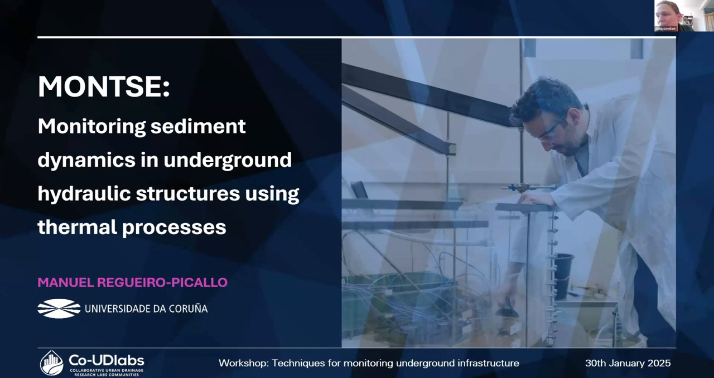We're running well on time. So our next speaker is Manu Reguero-Picayo, who was very active in Co-UDlabs. He did different transnational access. I see a nice picture here of Manu in Sheffield on the front. He will talk about monitoring sediment dynamics in underground hydraulic structures using thermal processes. He did this as part of TNA visits, so he went to both the AWAG and Deltares and Sheffield. And I'm conscious of the time because I guess we don't want Manu to start too early in case people come in.